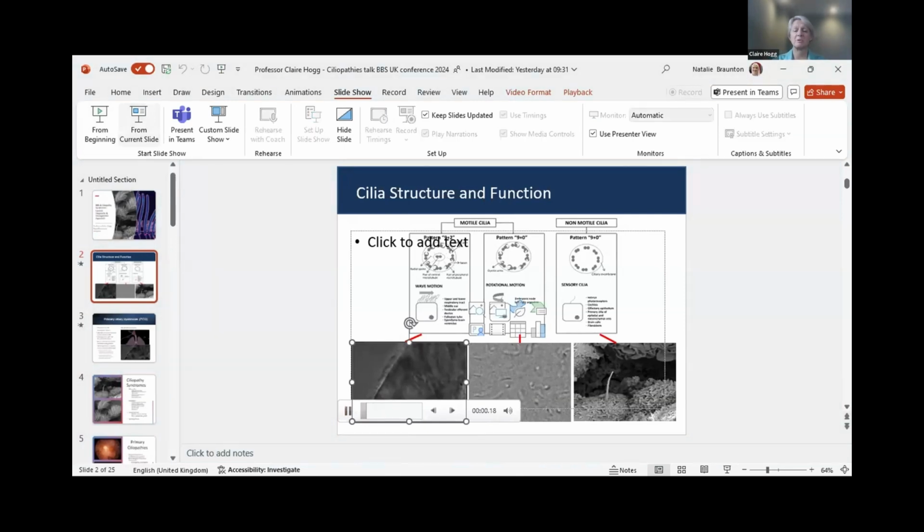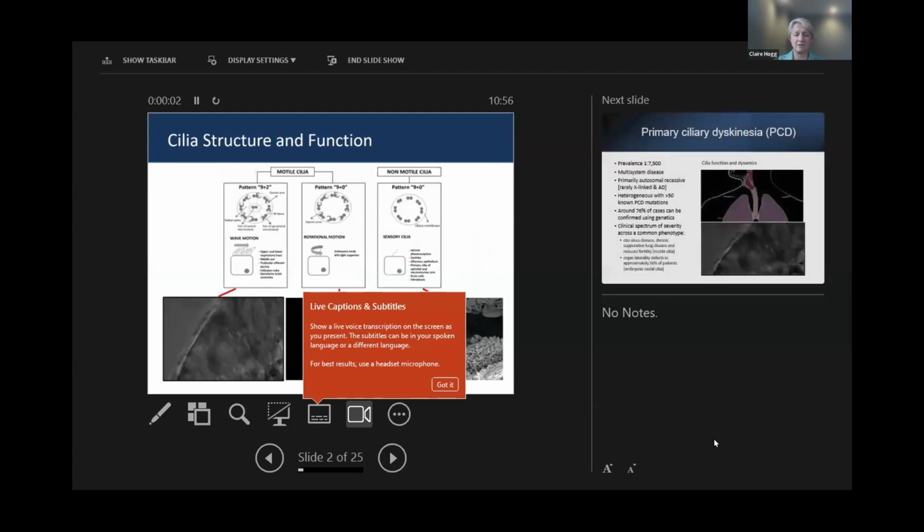And so in primary ciliary dyskinesia, when there's a breakdown of that function, then you get the clinical picture of primary ciliary dyskinesia.